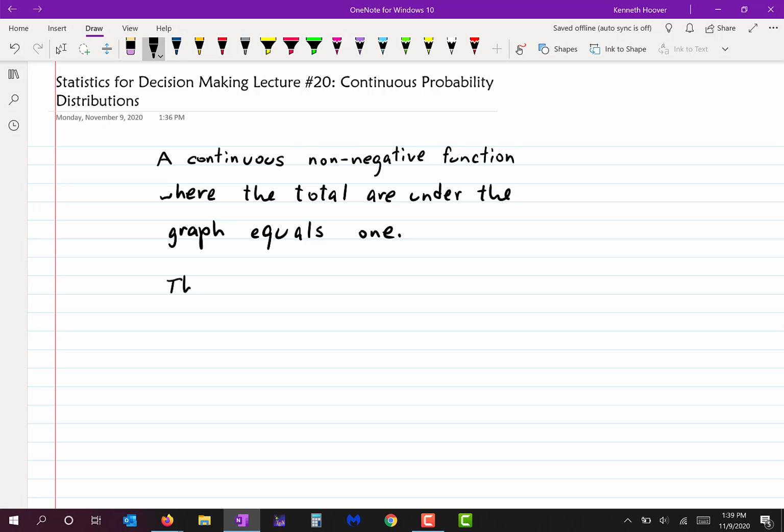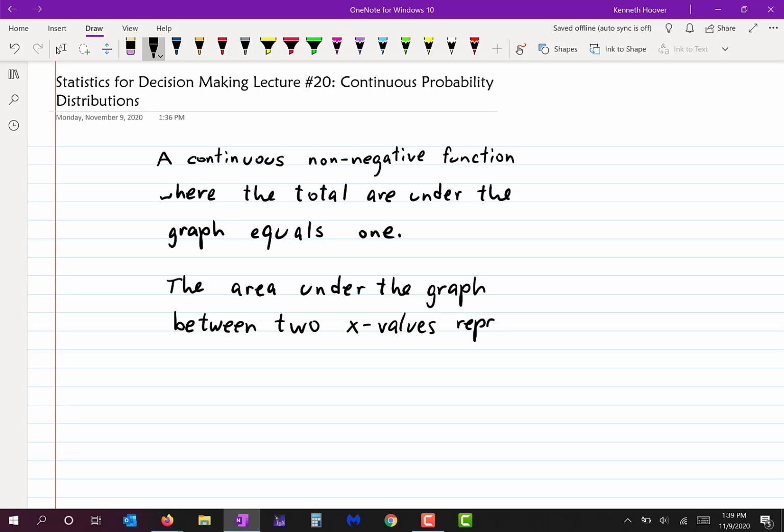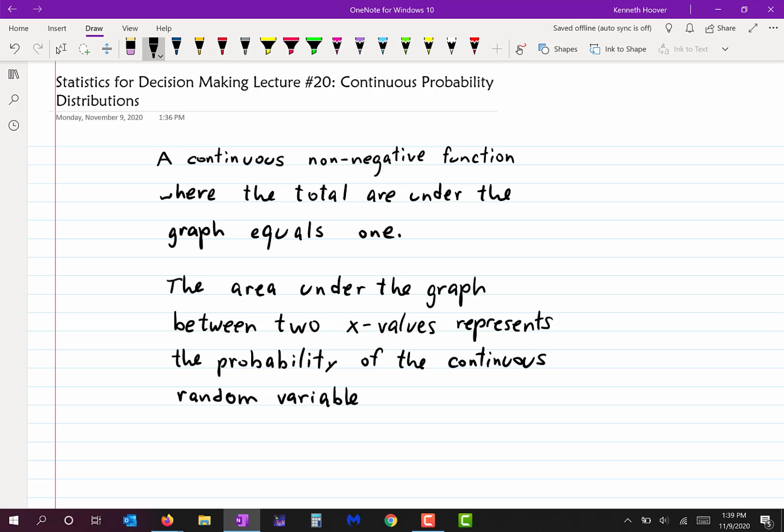And the area under the graph between two x values represents the probability of the continuous random variable falling between those two x values.